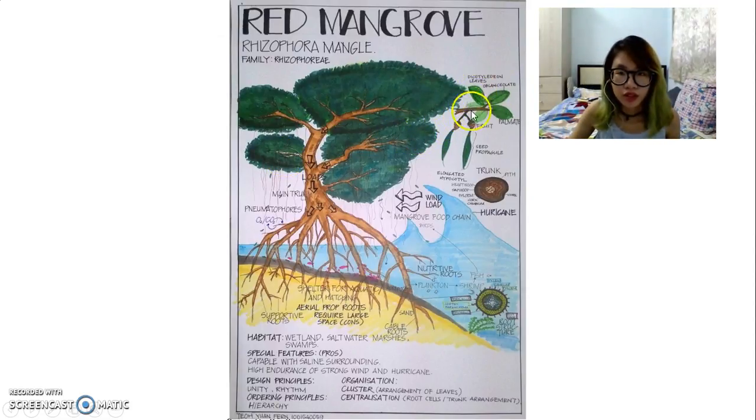And here is the structure of the leaf and seeds. The leaf is dicotyledon leaf with oblong lanceolate, and the arrangement of the leaves is called palmate, which is centralization, organization, and the fruits and seeds.